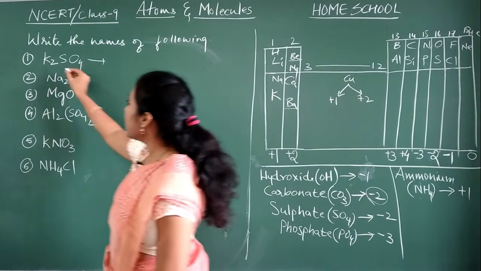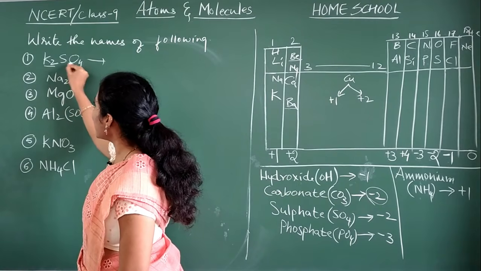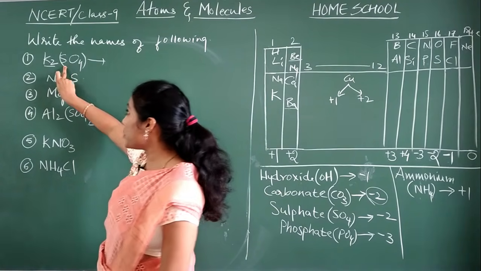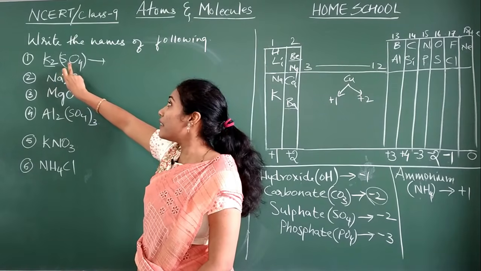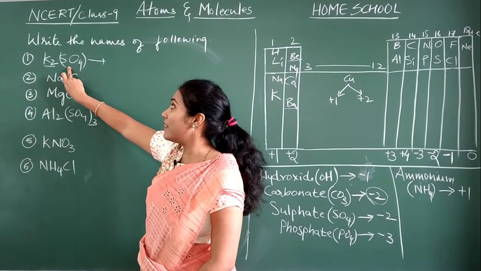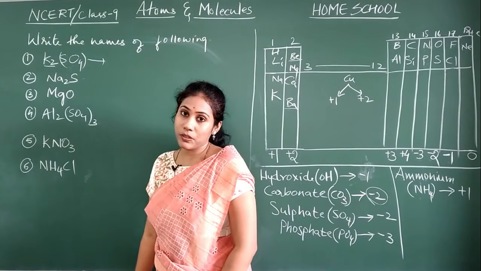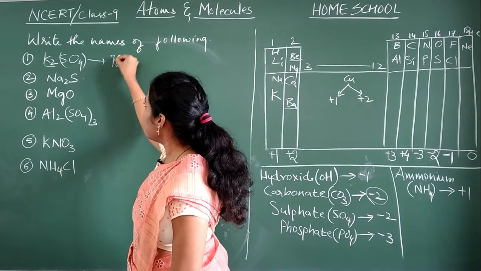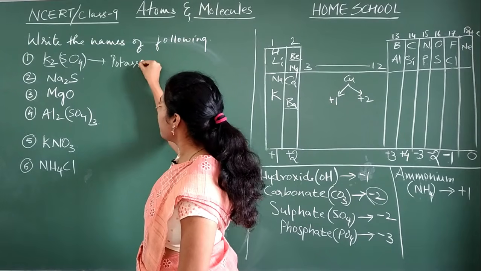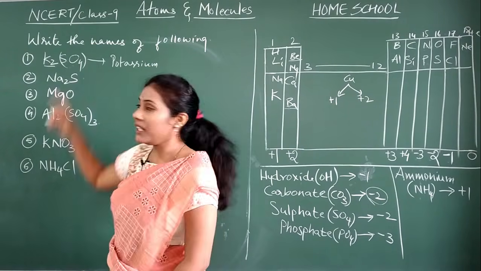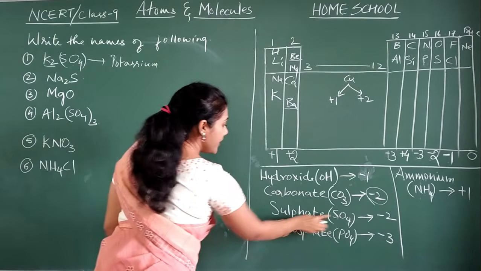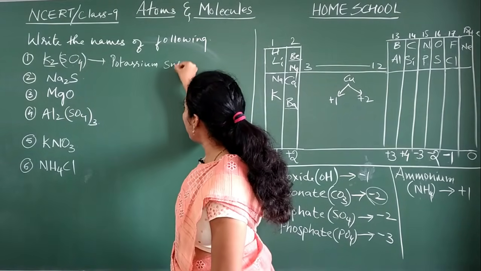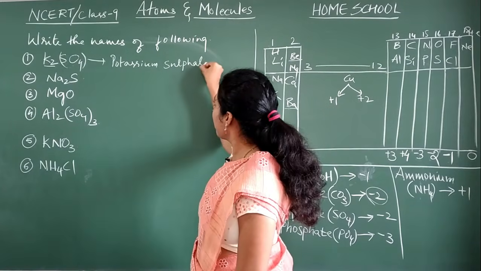Okay, fine. See, this is one element, and SO4 is a polyatomic group. They may not mention it in a bracket, but the moment you see it, you should understand this is a polyatomic group. So what is K, guys? Potassium. Since SO4 is a polyatomic group, what is its name? Sulfate, isn't it? So its name is potassium sulfate.